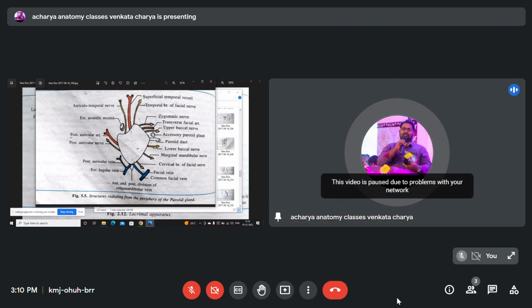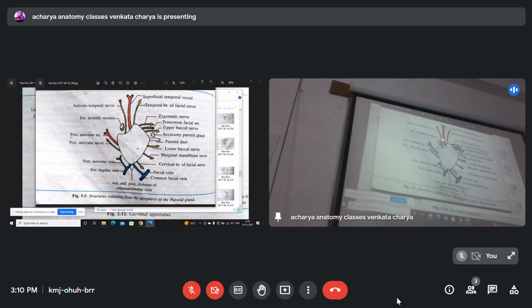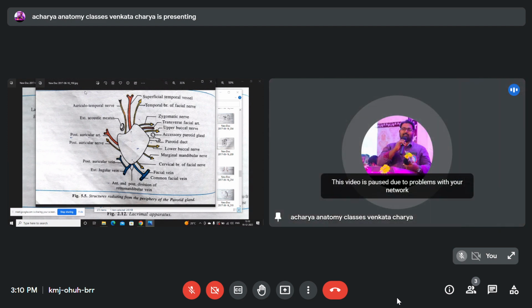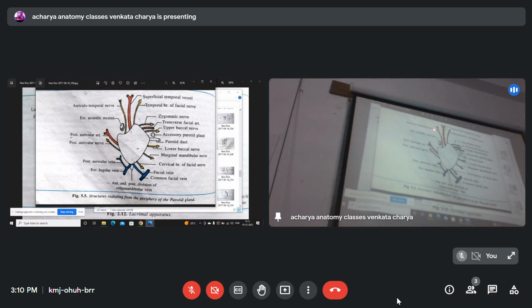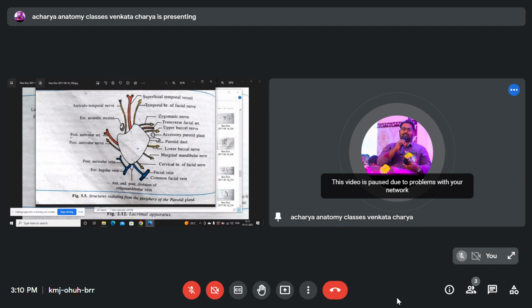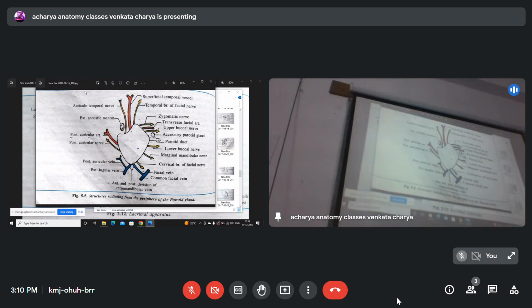Next, base is related with, here, the base. So base is related with the external acoustic meatus. Next, auriculotemporal nerve. Next, superficial temporal vessels. Are you getting?